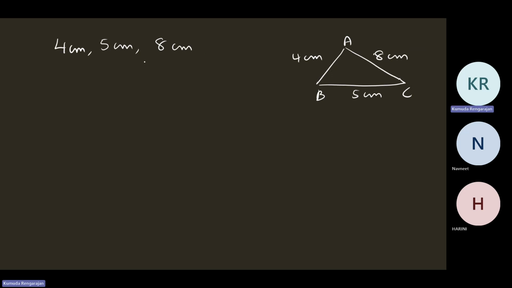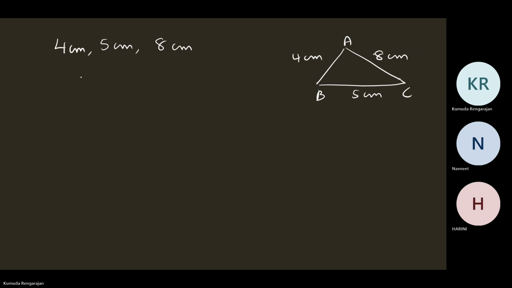We have the lengths of three line segments here, 4 centimeters, 5 centimeters, and 8 centimeters. Now we are trying to understand if these three line segments can form a triangle. So you can see here triangle ABC. We're trying to understand if AB can be 4 centimeters, BC 5, and AC 8 centimeters.